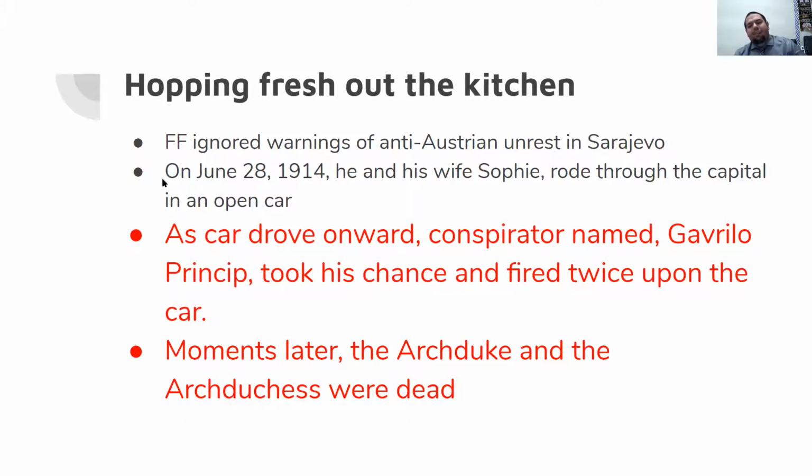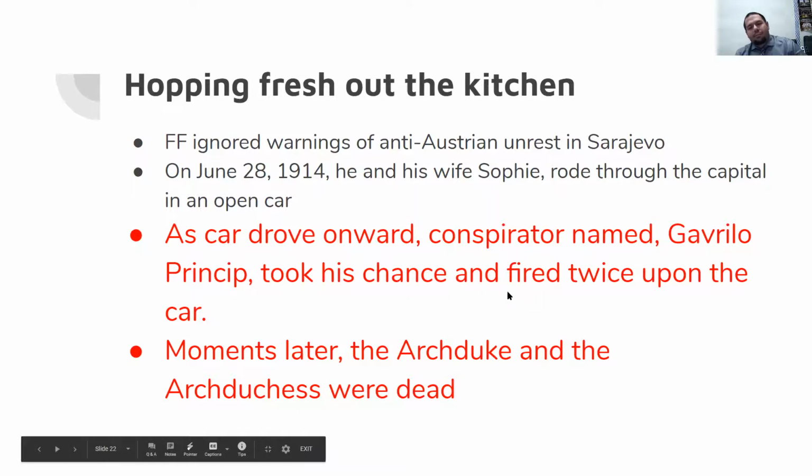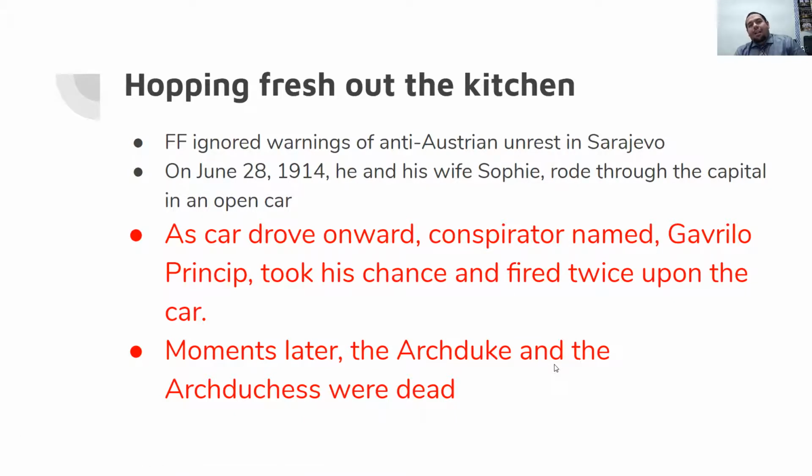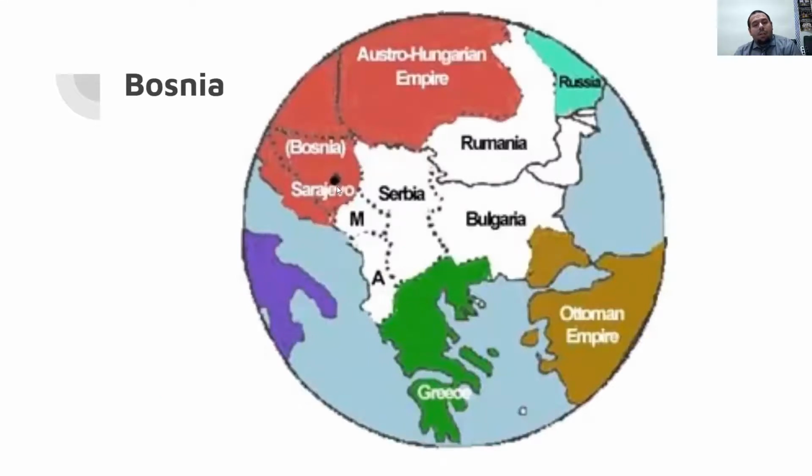So this event, test question, ignites a lot of things. First, it puts all the alliances, ententes, whatever you want to call them, into action. And this is your test question. So again, Sarajevo under Austro-Hungarian Empire-ish.